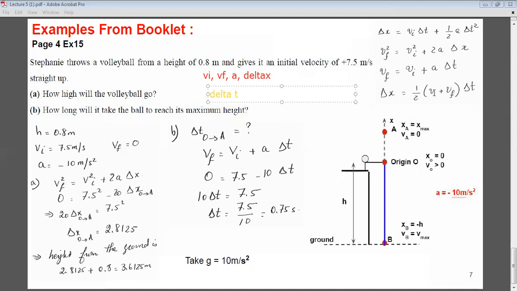So which equation I use? I have the initial, the final, a, delta x, delta t. Again, I can use either 1, 3, or 4. I also use number 3. You can simply use number 4. It will give you the same answer. So delta t from O to A is how much? I use V final equal V initial plus A delta t. V final is 0 because it's stopped. Okay. V initial is 7.5. Instead of A, I will put -10. Delta t is my unknown. So 10 delta t equals 7.5. Delta t equals 7.5 divided by 10, which is 0.75.